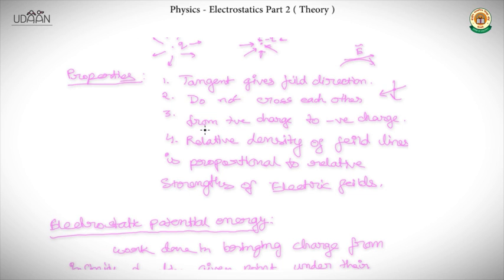It is always directed from positive charge to negative charge. So suppose there is a charge Q and there is a charge minus Q. So it will be like this. And the relative density of field lines is proportional to the relative strengths of electric fields. Say these are the field lines. We consider an infinitesimally small area, and the electric field in that area, and another area here.